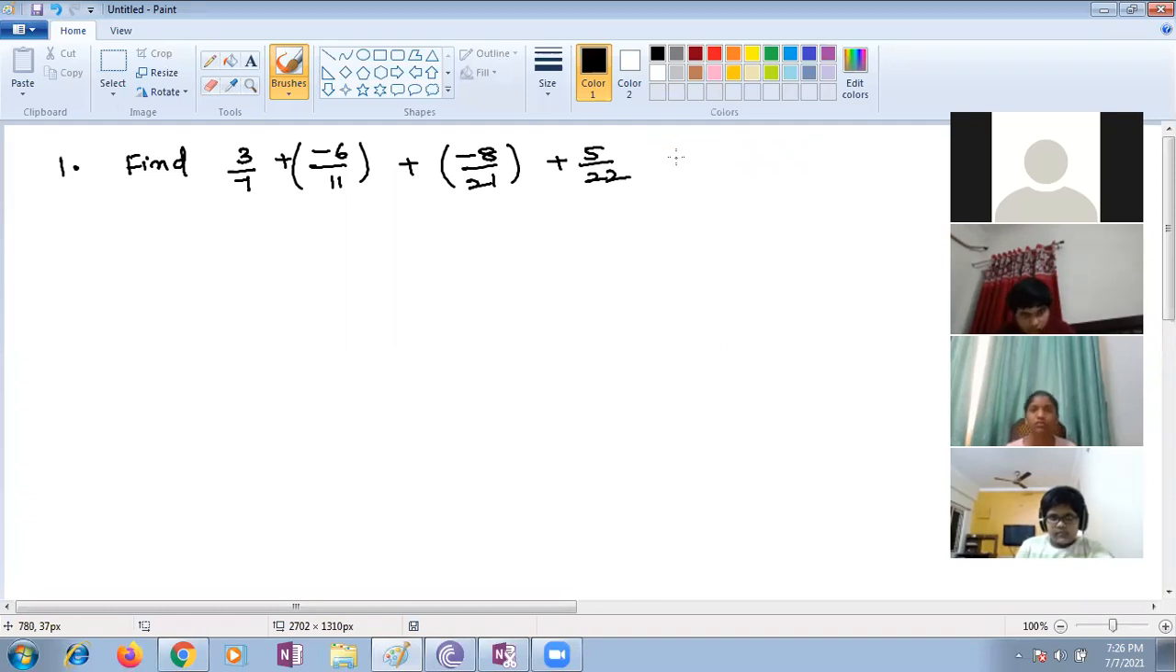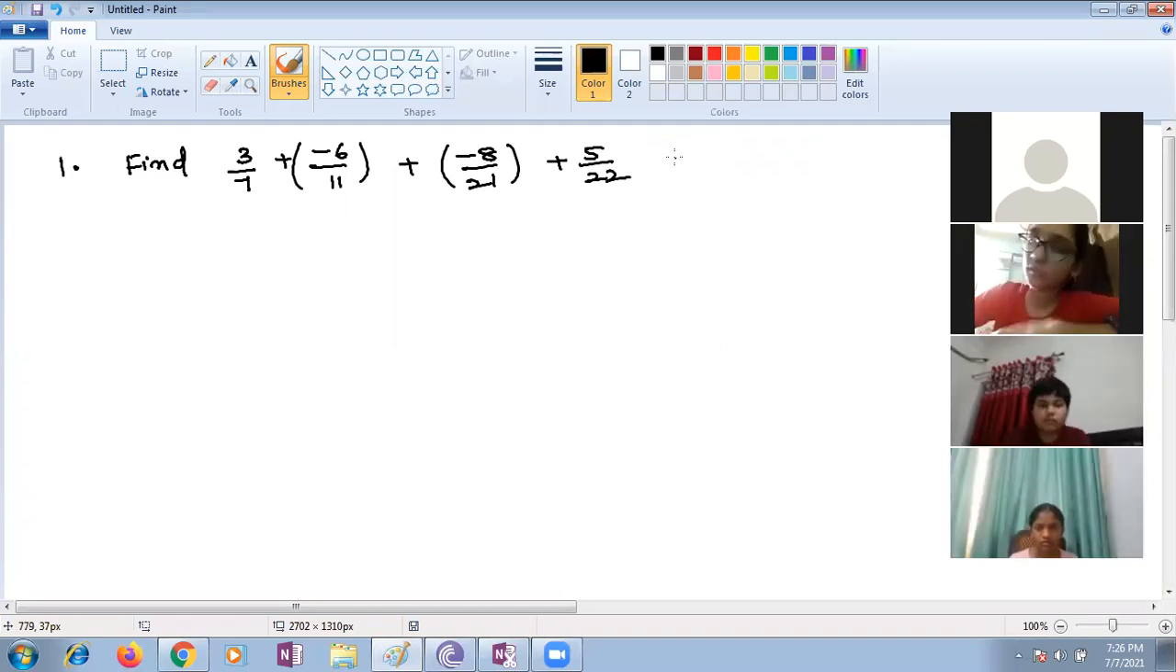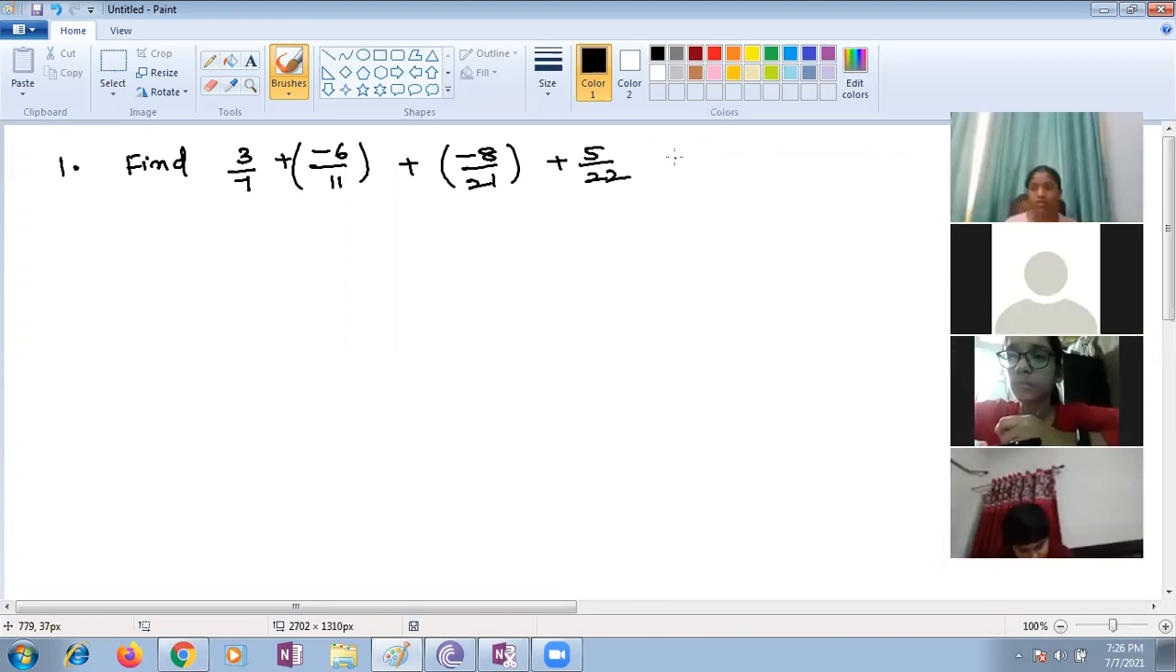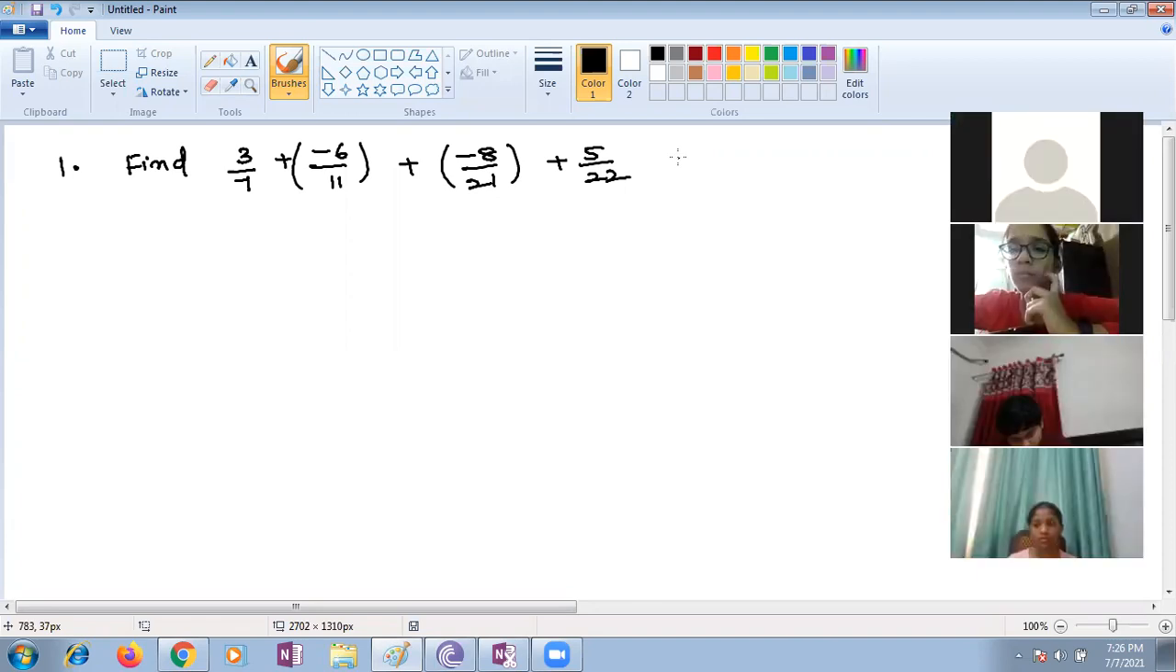How are you supposed to add these numbers? I want to know. We have to make the denominators the same. That is one way, or is there any other, simpler way? Making the denominators alike is one way, and you are going very good.